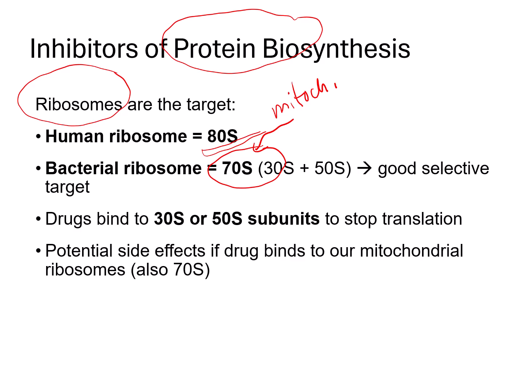In bacteria, these 70S ribosomes are made of two subunits, the smaller 30S subunit and the larger 50S subunit. This structural difference between most human and the bacterial ribosomes allows drugs to selectively inhibit bacterial translation. But there are some side effects because of our mitochondria, since we do have some 70S ribosomes in our cells.